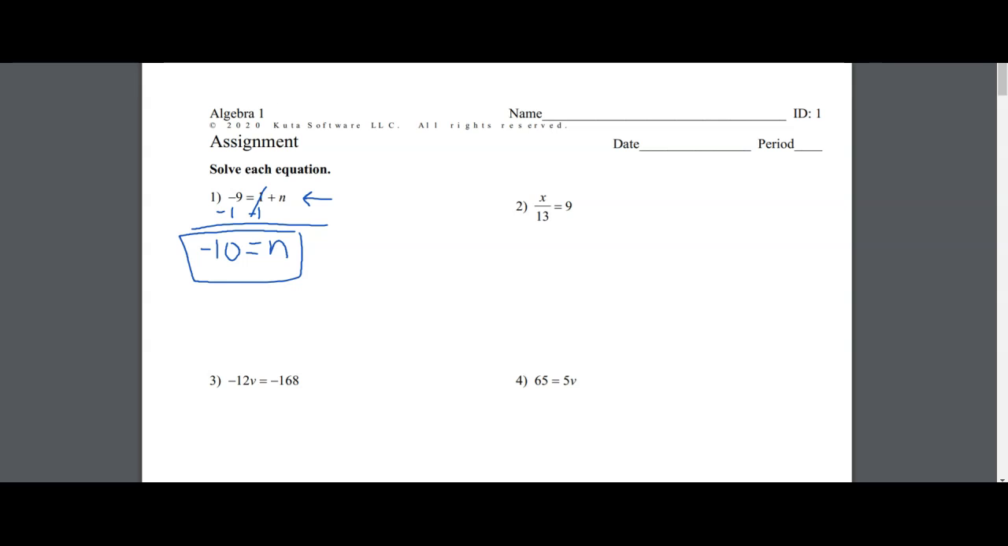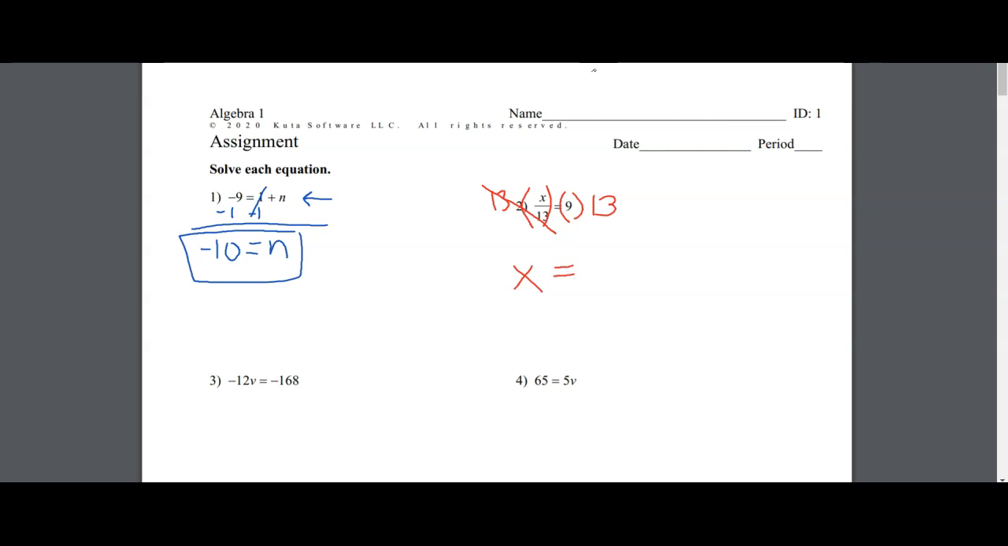Okay, number 2. This time we have a little bit of a different equation, right? We have x being divided by 13. So the inverse operation of division is going to be multiplication. So we need to multiply both sides by 13. That will simplify my denominator here, and I'll be left with x is equal to 9 times 13.